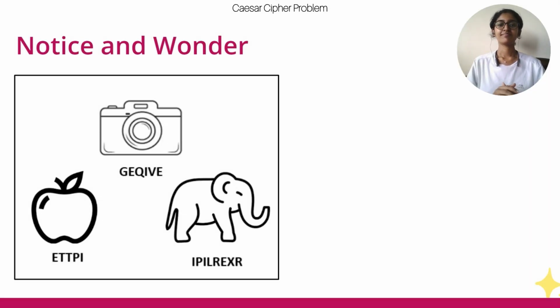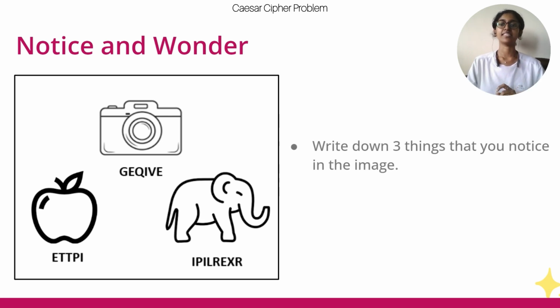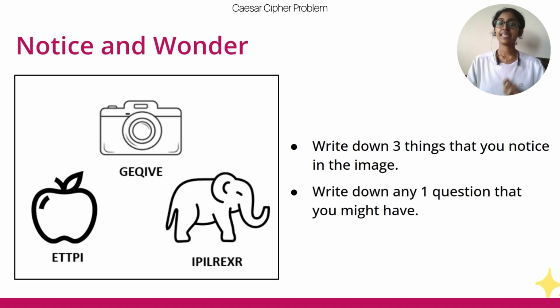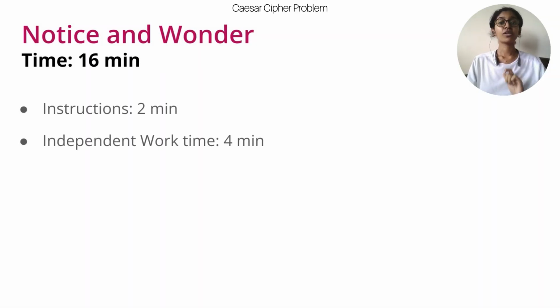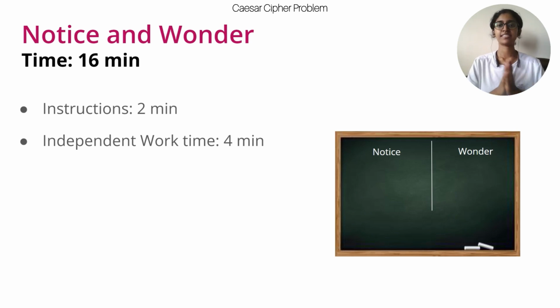As you already know, this image is already given in the handout. And based on the observation of this image, students are going to answer questions. Write down three things that they notice in the image and any one question that they might have here. Now, this section is for a total of 16 minutes. Before you send the students for independent work time, ensure that you are setting a timer and informing them that, hey, we are coming back in the next 4 minutes. And while the students are working independently, ensure to set up the board with two columns, notice and wonder.